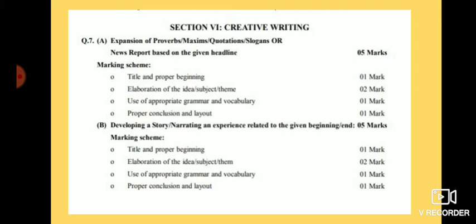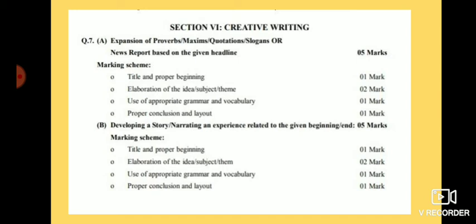The marking scheme of these questions is: title and proper beginning 1 mark, elaboration of the idea, subject, theme 2 marks, use of proper grammar and vocabulary 1 mark, proper conclusion and layout 1 mark. So this is also 5 marks. You can choose report writing also, a news report based on the given headline. And the last question in creative writing is B, developing a story or narrating an experience related to the given beginning and ending, 5 marks.